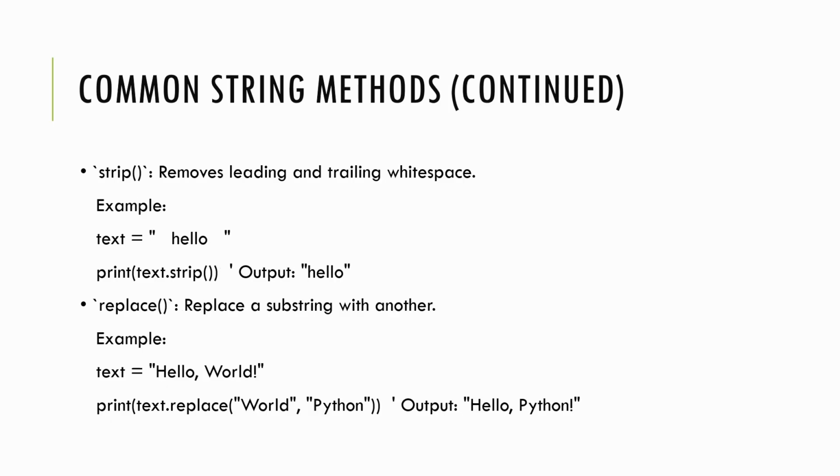Another essential string method is strip, which removes any leading or trailing white space. For instance, if you have the string " hello ", using strip will result in hello. Also, replace is used to replace a string with another. For example, "hello world".replace("hello", "Python") will give you Python world.